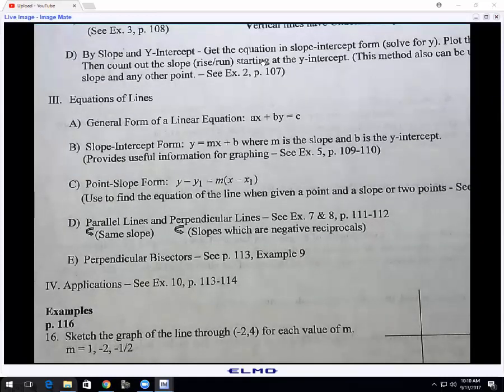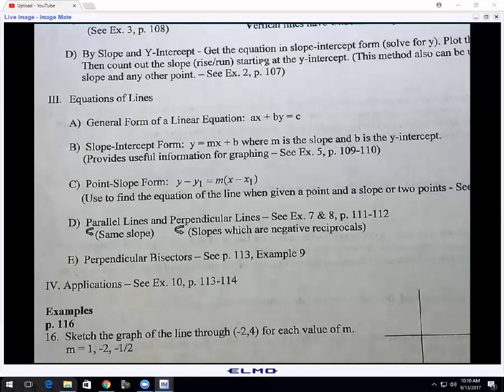The thing you should know about parallel lines is what makes them parallel. They have the same slope. They never cross because they're going up and over at the same rate every step of the way. Perpendicular lines have slopes which are opposites and reciprocals. So if one line has a slope of -3/2, what's the slope of a line perpendicular to it? Positive 2/3. If one line has a slope of 4, what's the slope of a line perpendicular to it? -1/4.